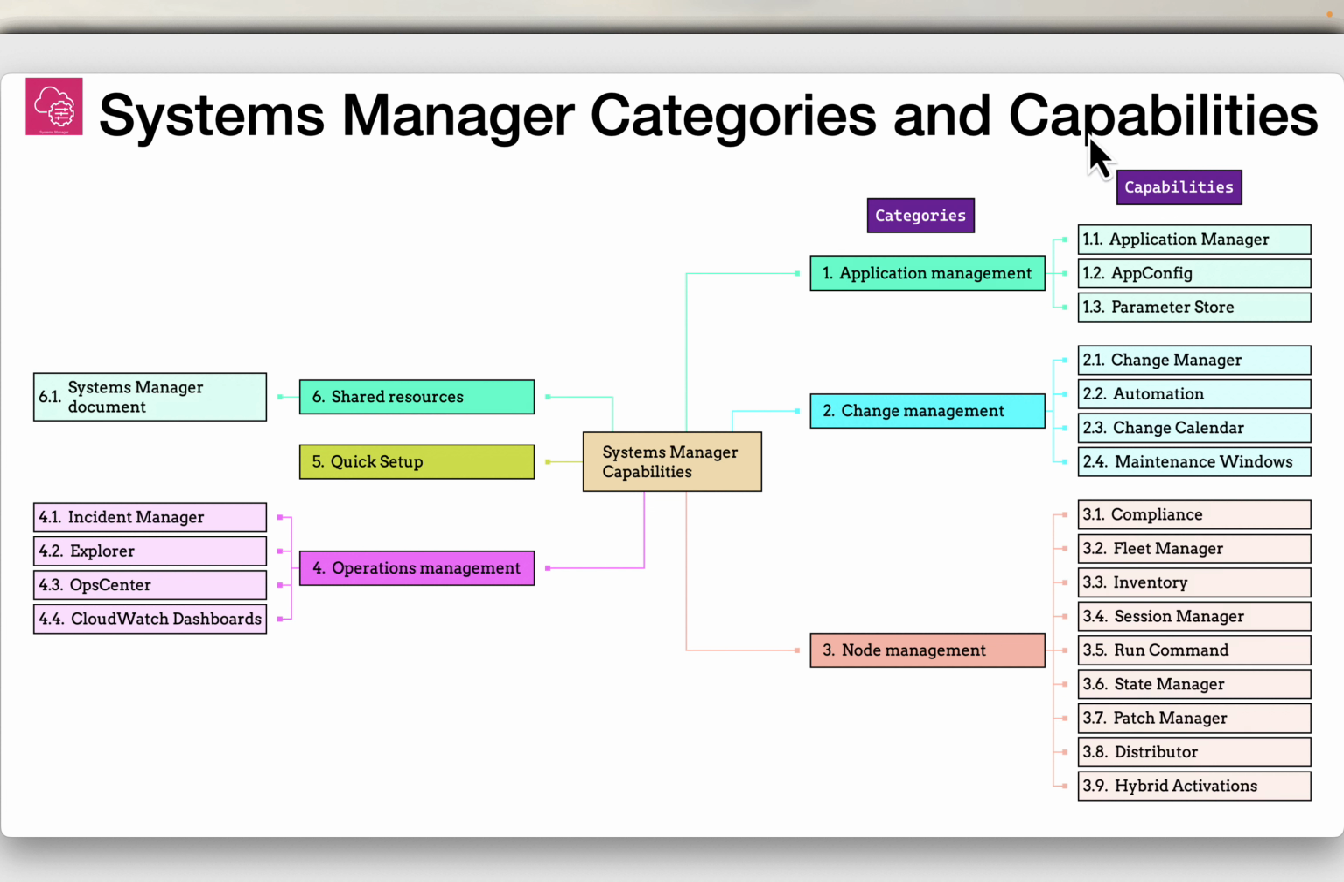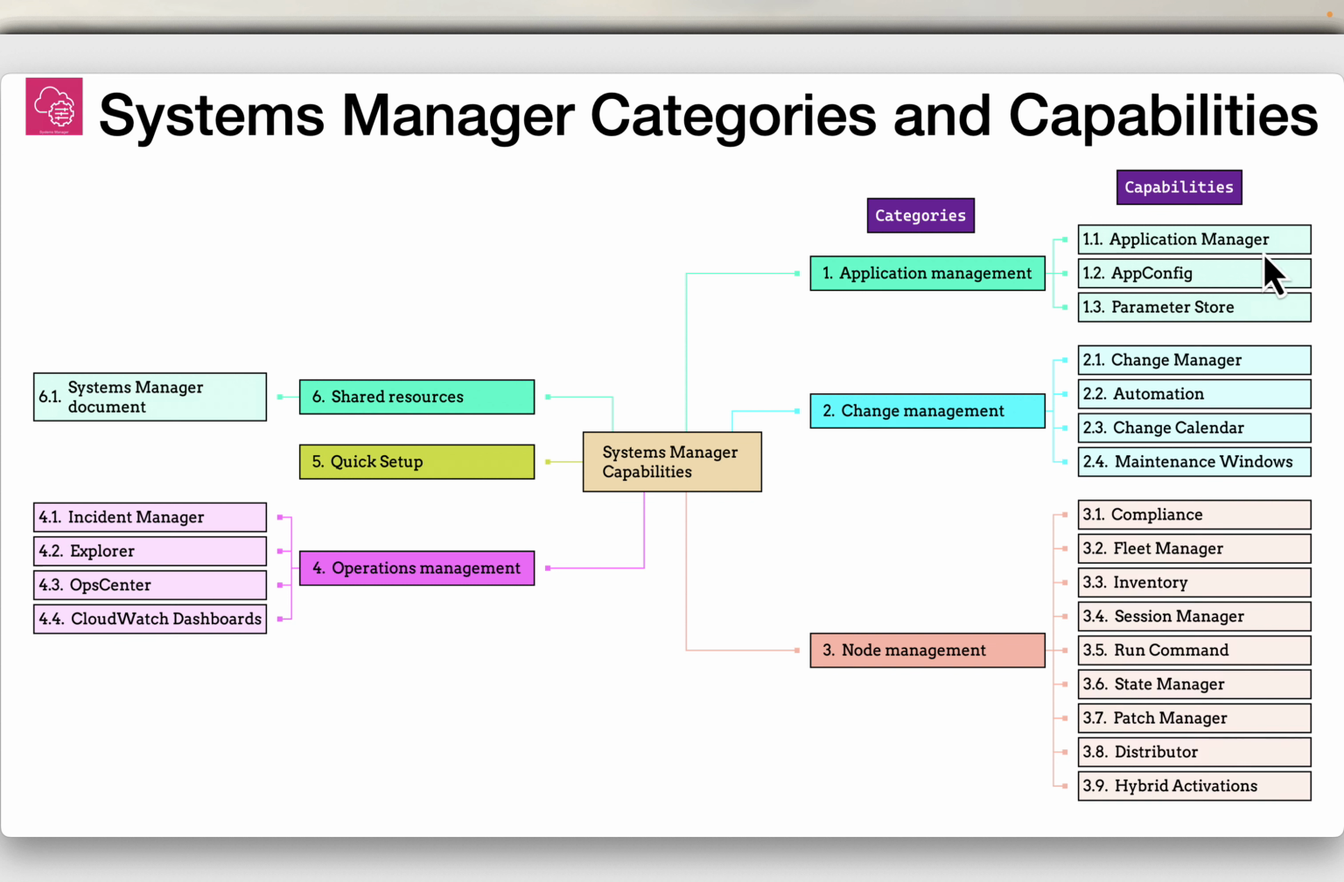Okay, so Systems Manager categories and capabilities. Systems Manager capabilities are subdivided into 6 major categories. They are application management, change management, node management, operations management, quick setup, and Systems Manager document, which is a shared resource. And under that we call these capabilities.